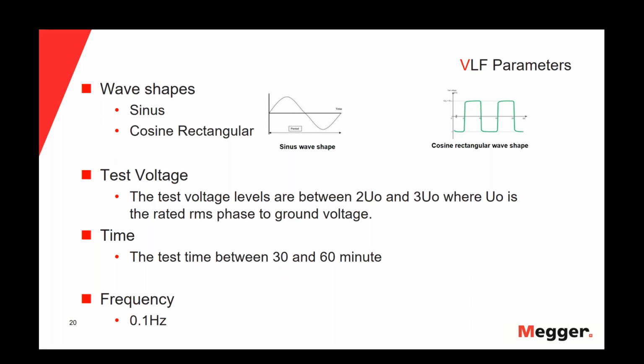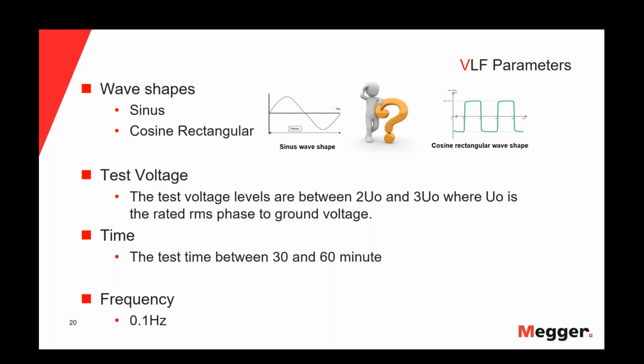Regarding the voltage, the test voltage levels are between 2 times U0 and 3 times U0, where U0 is the rated RMS phase-to-ground voltage. And the test time is between 30 and 60 minutes, and as I said, the frequency must be 0.1 hertz.